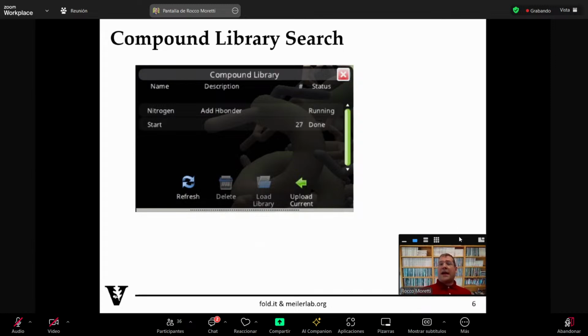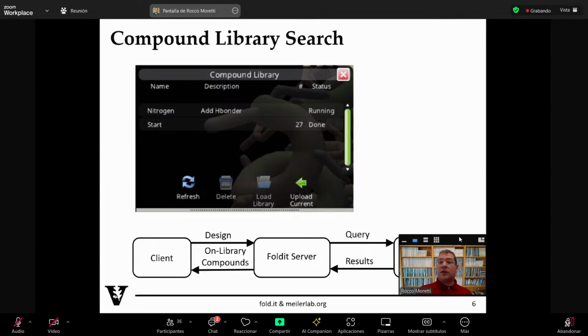And so the concept would be that players would design the molecules using the small molecule design panel. And then once they have a molecule that they're interested in, they can then upload it to the Foldit server. The Foldit server could then turn around and query a compound library. For the cache challenge, we're actually using the ZINC Small World API, which provides access to the full 38 billion Enamine REAL set, the full combinatorial library.